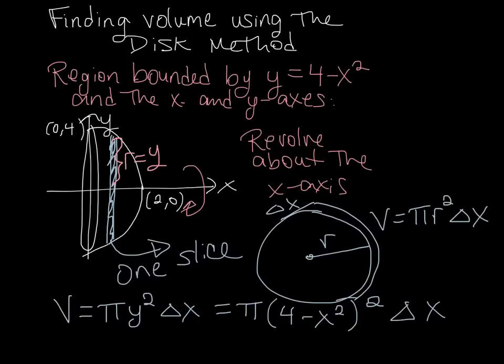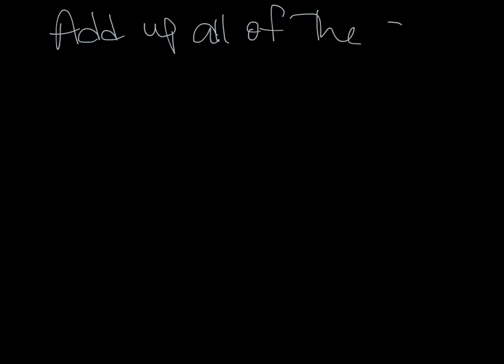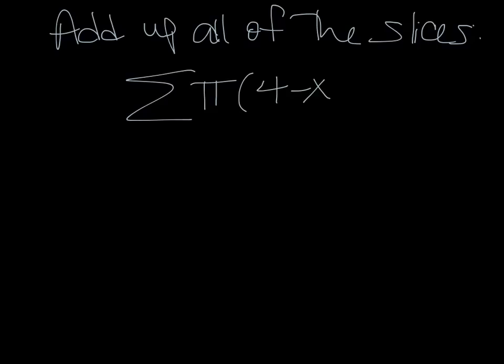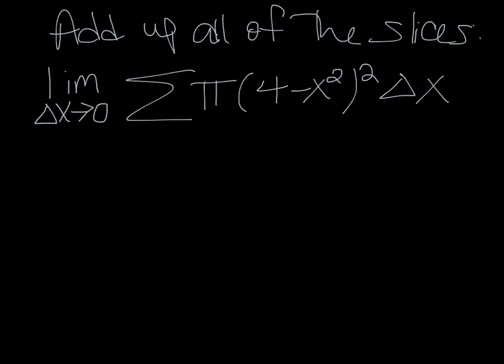And now what we want to do is imagine all of the many different slices. Let's go to a new slide. So let's add up all of the slices. What we get is the sum of pi times (4 minus x squared) all squared times delta x. And if I want to get not an approximation to the volume, but the actual volume, then I want to take the limit as those slices get thinner and thinner, and we have more and more slices. So that's the limit as delta x goes to 0.